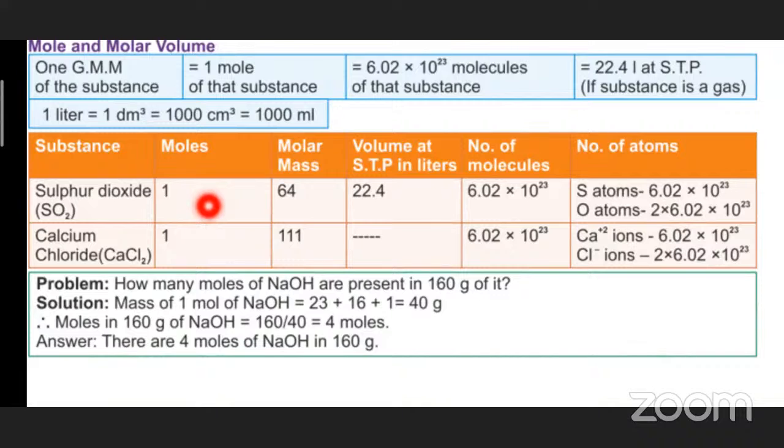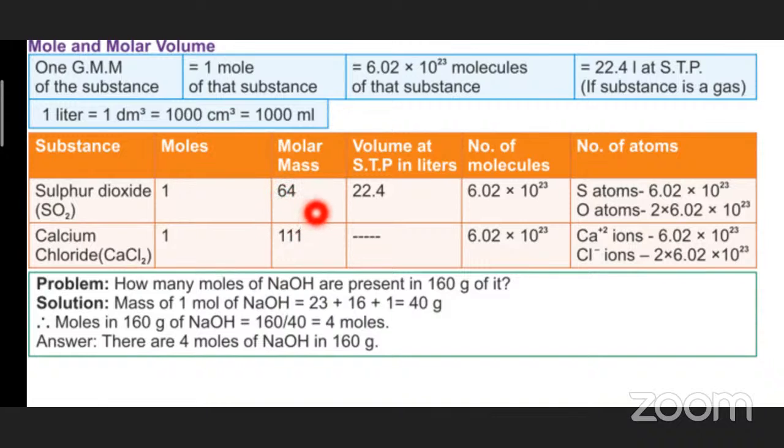So what is the molecular weight of sulfur dioxide? Weight of sulfur plus weight of 2 atoms of oxygen. That is 32 plus 2 into 16. So it is 64. So 1 mole of sulfur dioxide, its weight would be equal to 64 grams.